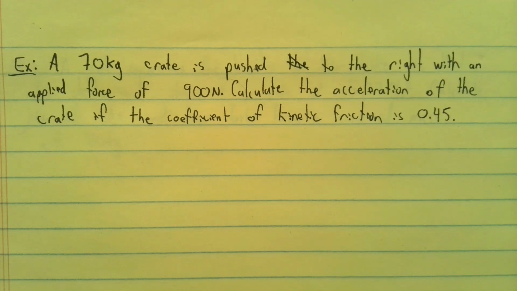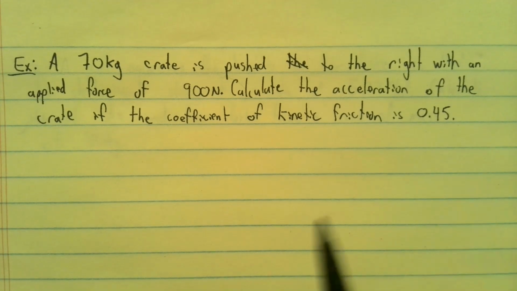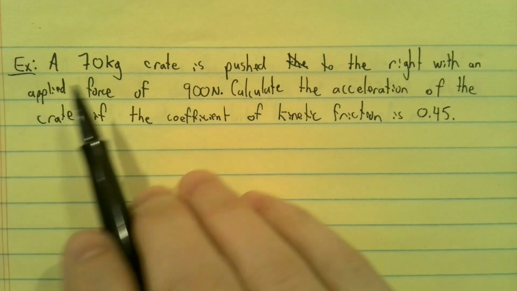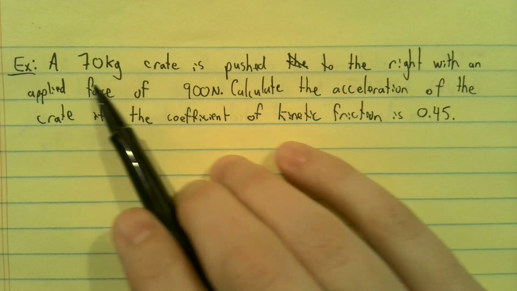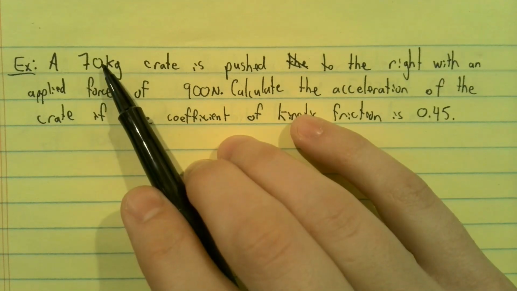Calculate the acceleration of the crate if the coefficient of kinetic friction is 0.45. Maybe take a moment to pause and digest what it means. I'll also talk about what it means right now. So here's what we have. There's a crate. This is the mass of the crate. So that is M in the equations.